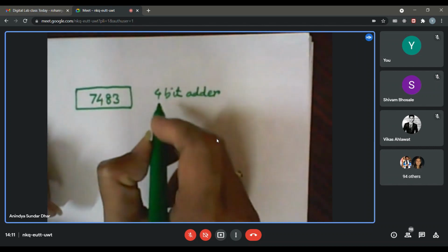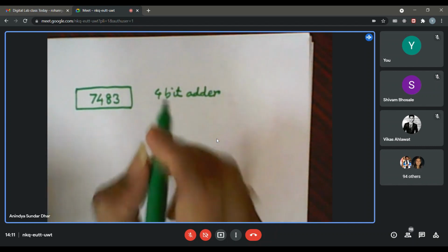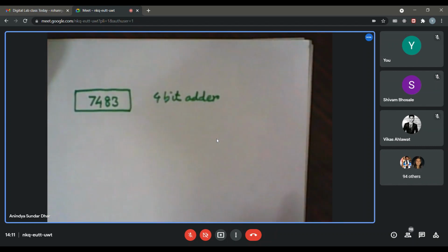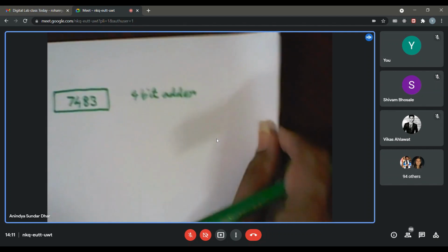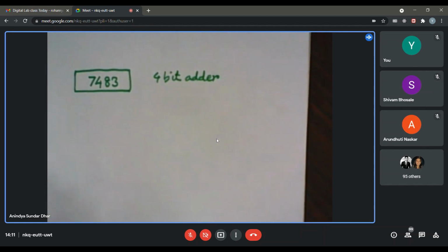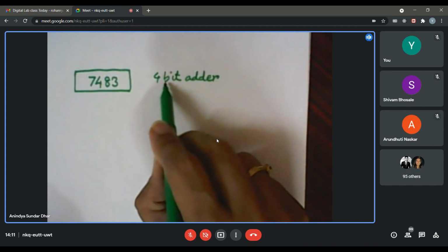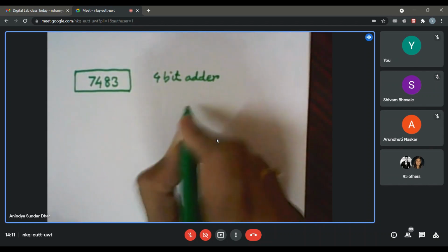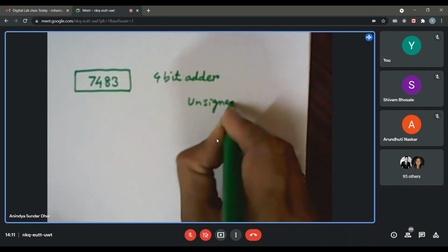When we talk about a 4-bit adder, it is capable of adding two 4-bit numbers. It is not just on one 4-bit number, like add 1 or something. It will be able to add two 4-bit numbers. When you add two 4-bit numbers, first of all, when I talk about a 4-bit number, right now I'm talking about unsigned numbers. I believe you know what a signed number and an unsigned number are.